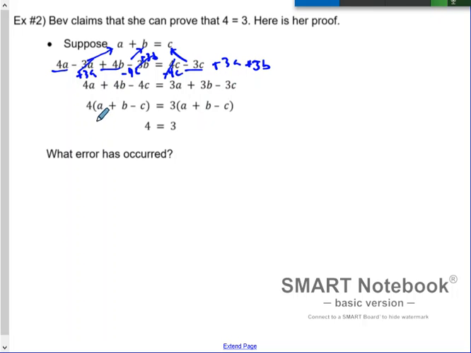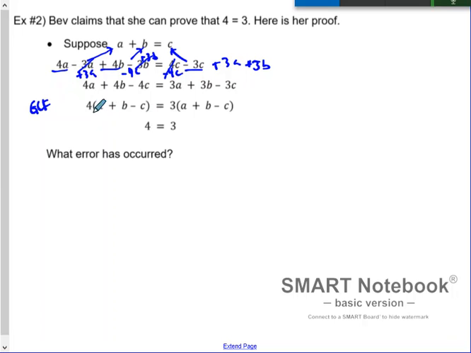Next, they're taking out the greatest common factor of 4 from 4A, 4B, and 4C. Taking out that common factor of 4, we get 4 times A plus B minus C. Same thing over here, taking out that GCF. And then how we get from this step to the next one. So far everything looks okay. And then we end up with 4 equals 3.